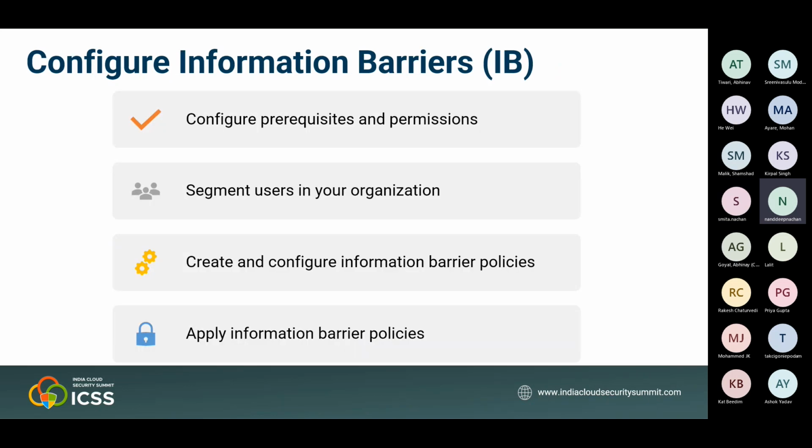Right. So these are the four steps by which we'll be able to configure the information barrier. Firstly, there are some prerequisites and permissions that we need to see are in place. Secondly, we need to segment our users, and then we need to create the information barrier policies based on those segments. And then we can simply go ahead and apply those information policies based on the segments that we have created so that the communication will be allowed or blocked for those end users.